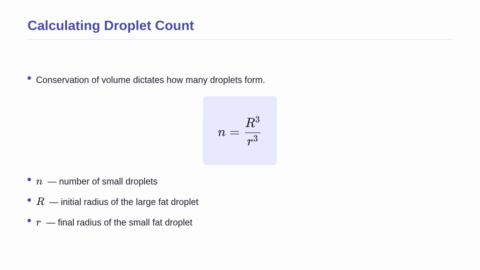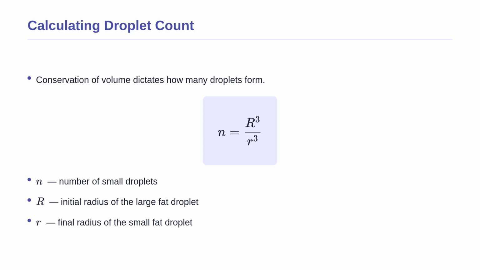To find the total surface area, we first need to know exactly how many tiny droplets are created from one large drop. This comes from the principle of conservation of volume. The total volume of fat does not change, it just gets divided up. By dividing the volume of the large sphere by the volume of a small sphere, the geometric constants cancel out, leaving us with this beautifully simple fraction. N equals capital R cubed divided by lowercase r cubed.